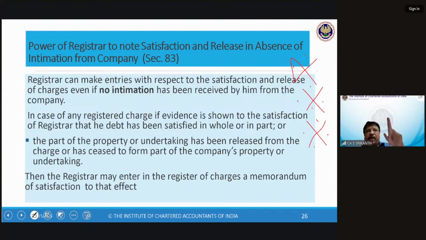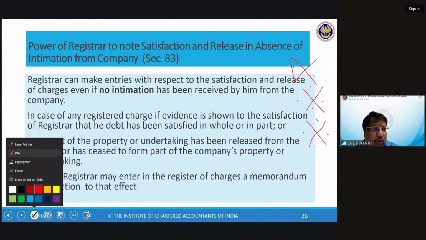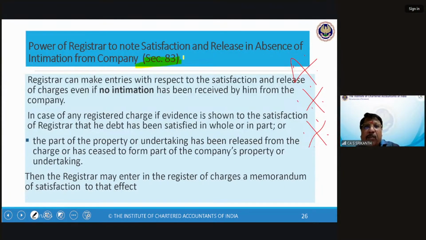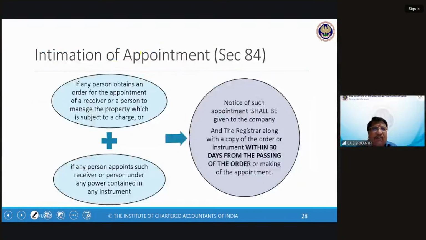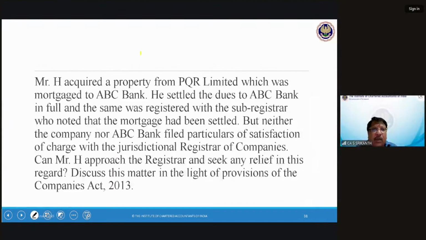They have asked you 3 times in the examination. Try to remember this section number also. Try to remember 83. Okay. See, I will give the facts. You will understand it better. See this question, then we'll go to the answer.